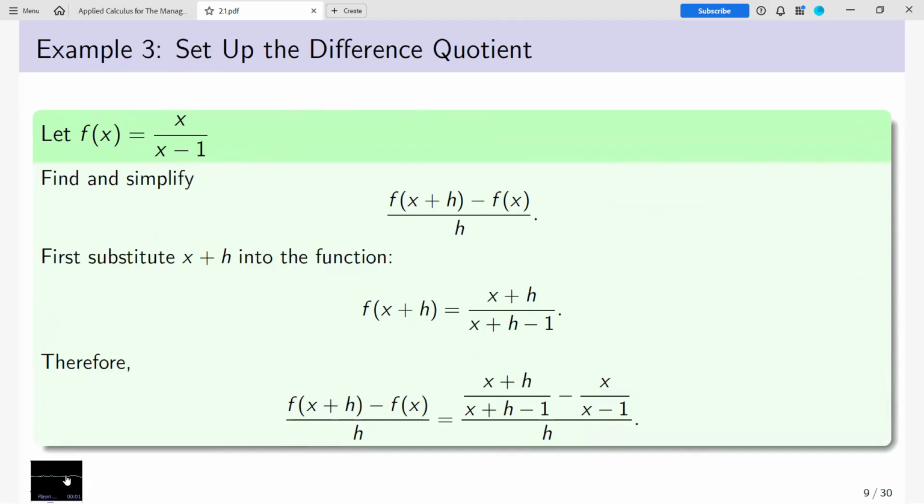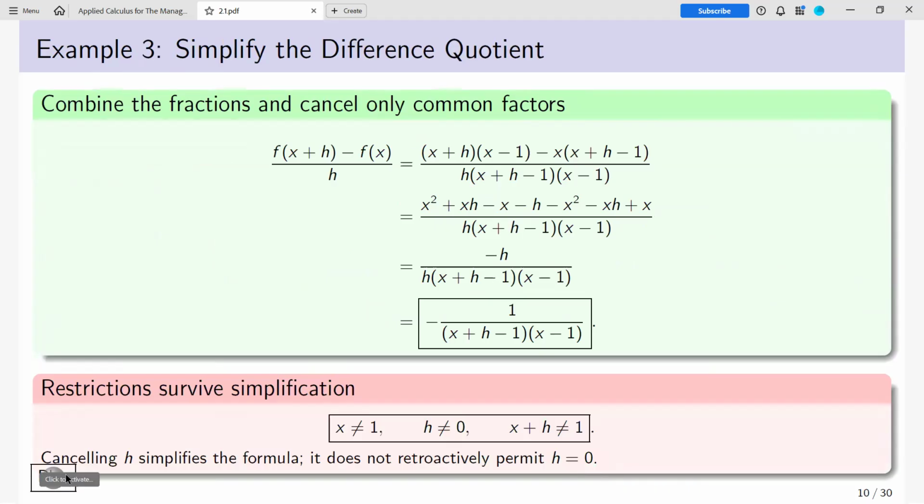The difference quotient begins by finding f of x plus h. Substitute x plus h everywhere x appears, and then place that result into the quotient. Keeping the fractions organized is half the battle. Use a common denominator, expand the numerator, and simplify. A factor of negative h remains and cancels with h. The original restrictions must still be recorded, even after a restricted factor disappears.